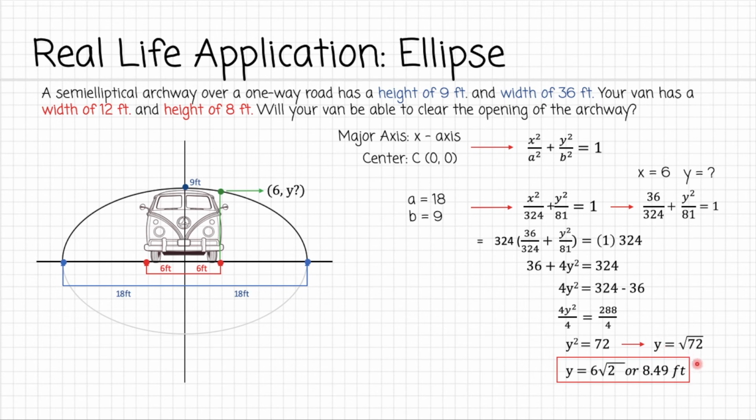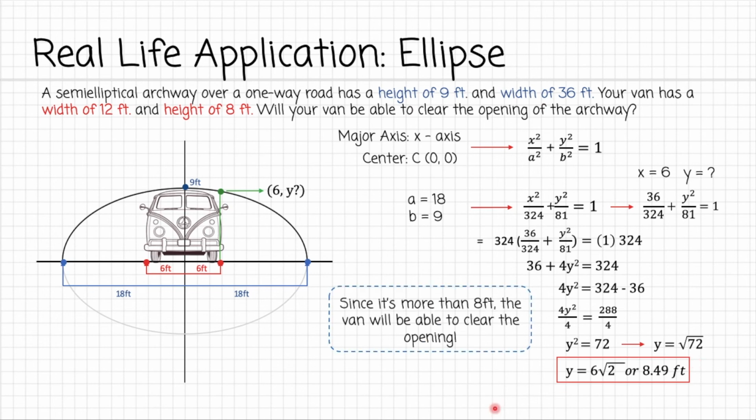Since 8.49 feet is more than 8 feet, which is the height of the van, it will be able to clear the opening of the archway. And this is our real-life application of ellipse. Now to my reflection.